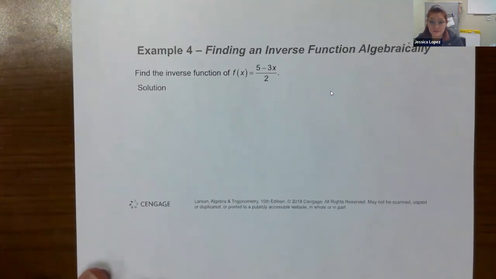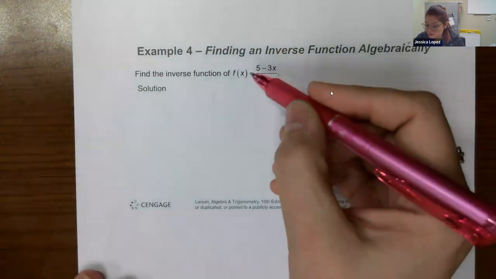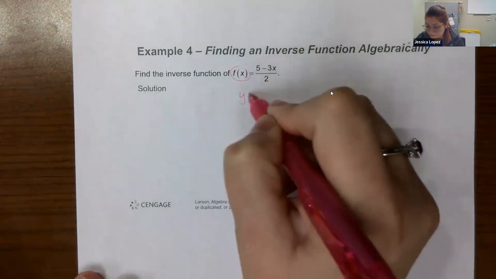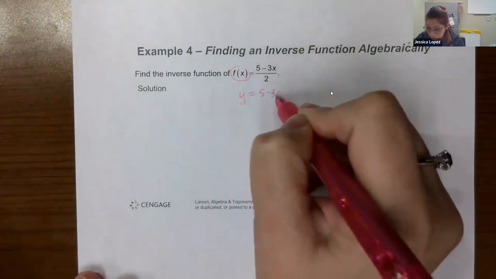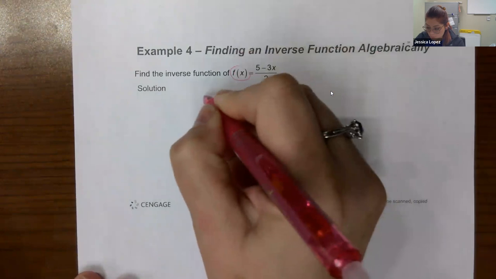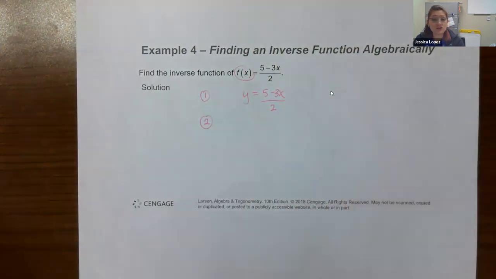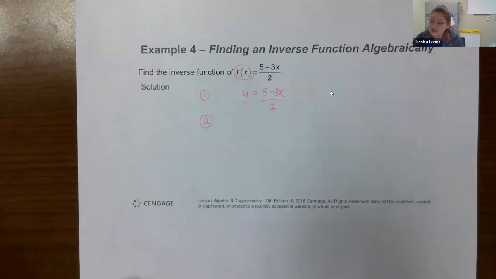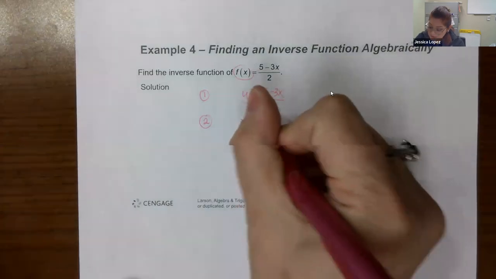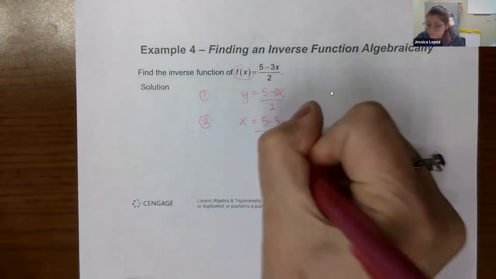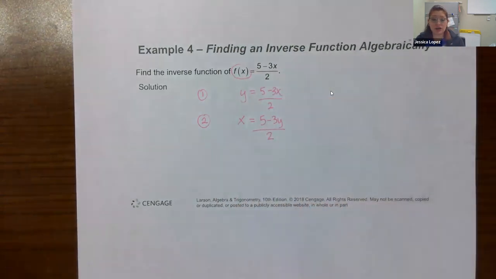So here's example four. I'm going to follow these steps, and instead of saying f of x, I'm going to say y. So that is step one. Step two is to interchange the x's and the y's, which means all y's become an x and all x's become a y. That is the interchanging part. As soon as you have interchanged them, you are now in the realm of inverses.